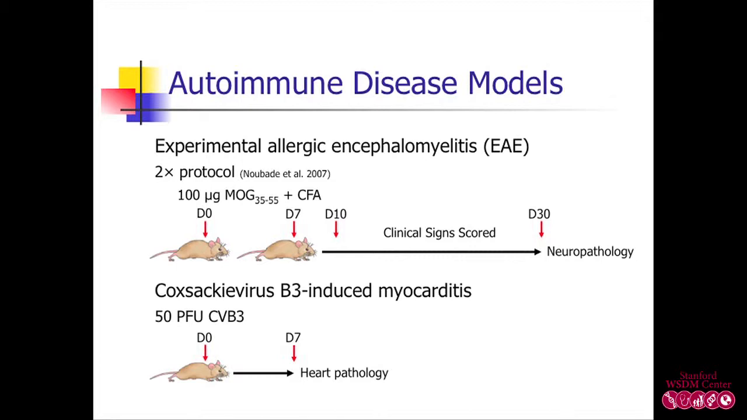The immunization protocol we used in this case is called a 2X protocol. The animals get their MOG on day 0 and on day 7, and then we study them for clinical signs from day 10 to day 30. This does not use the ancillary agent of pertussis toxin that many people use.